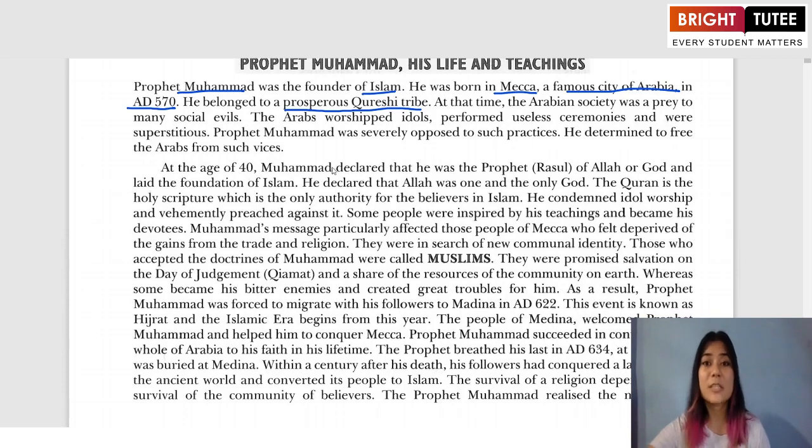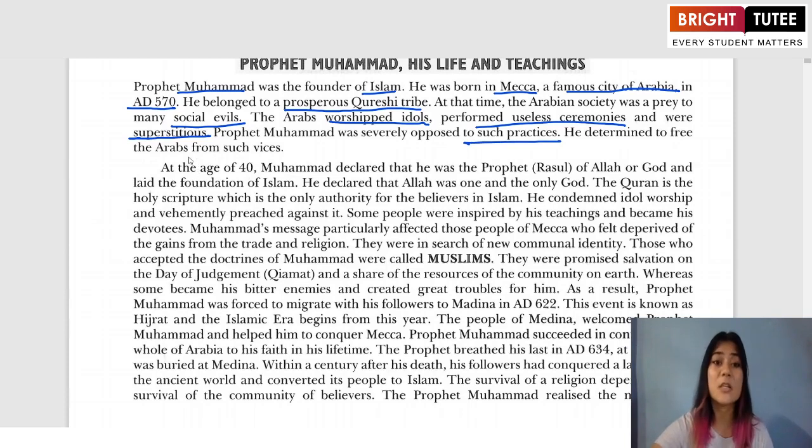Now, at that time, Arabian society had a lot of social evils present in it. People followed these social evils. What were these social evils? The worship of idols. There were idols that people worshipped as gods, and people performed useless, lengthy and extravagant ceremonies. And people were also very superstitious. They did not reason, they did not think clearly, they were superstitious. All right. So Prophet Muhammad was aware of these kinds of evil practices present in Arab society. He was very much against these practices, and he was determined to free the Arabs from such social evils.